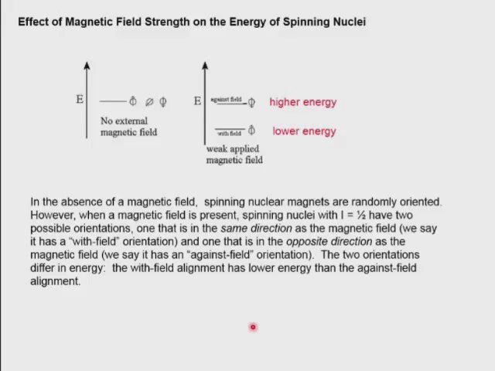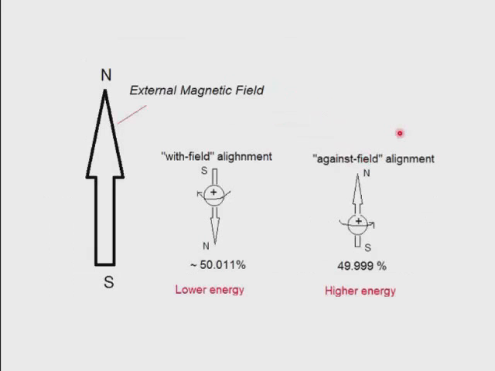Nuclei that have the with-field alignment have a lower energy than the nuclei that have the against-field alignment. It turns out that slightly more than half of the nuclei will have the with-field alignment, and slightly less than half of the spinning nuclei will have the against-field alignment.